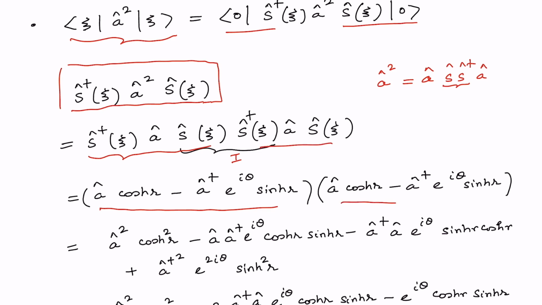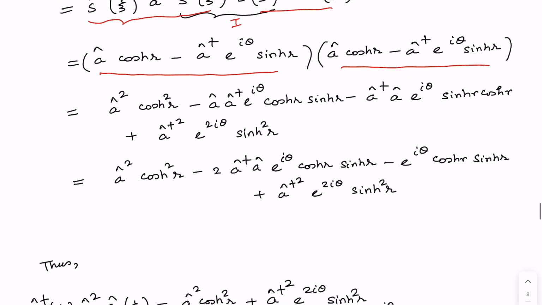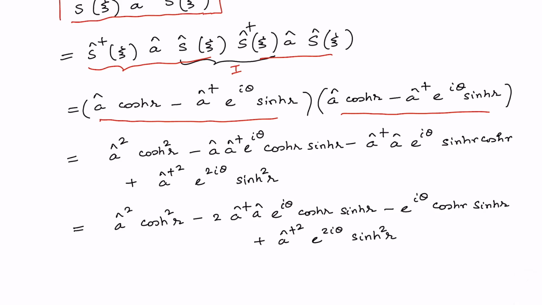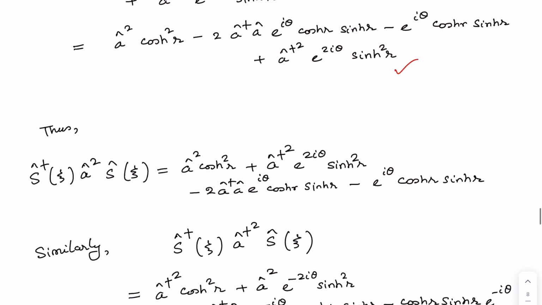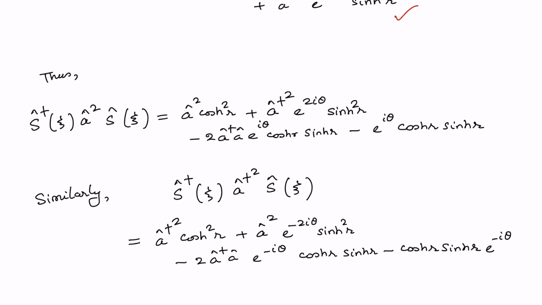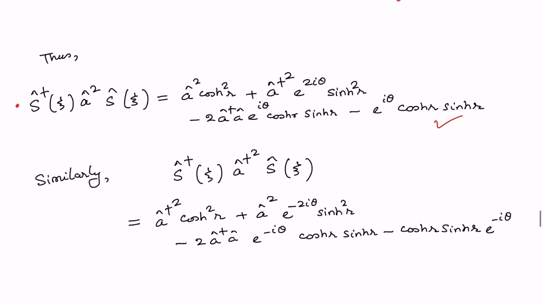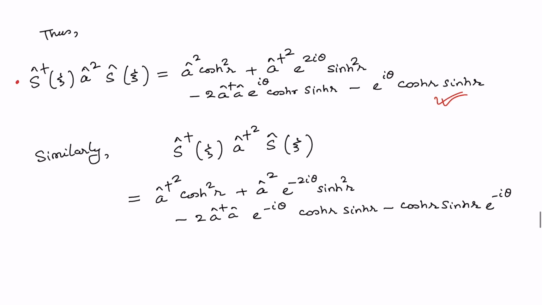Similarly for this one, if I open it up, it's simple, straightforward algebra. Only thing is that you have to do it a bit carefully. Then finally, this is the expression you are going to get. After working this out for a square, you can work it out for a dagger square also, and you will find that it is simply the complex conjugate of this term here. You can do the explicit calculation, and you are going to get this expression on the right hand side for S dagger a dagger square S. This is what you are going to get.